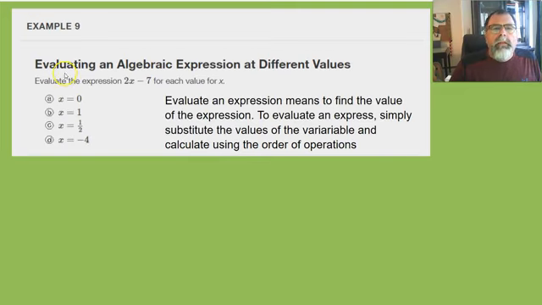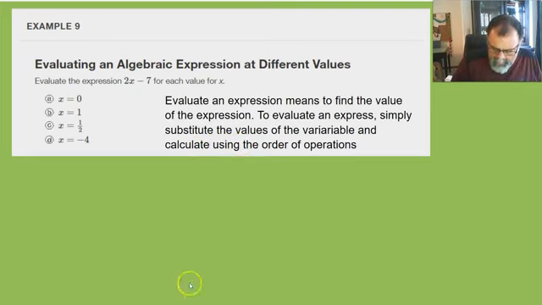Okay, example 9. Evaluate an algebraic expression at different values. Evaluate the expression 2x minus 7 for each value of x. So I added this here. To evaluate an expression simply means get a value for it. Figure out what the value is. To do it, you're just going to substitute the given values for the variables. If there's more than one, you put them in for all of them, and calculate using order of operations. All right, so let's try a couple of these.